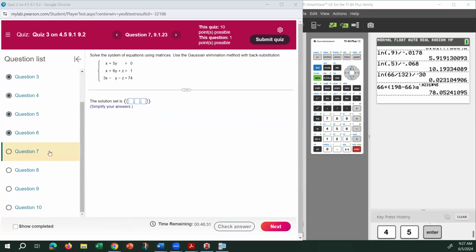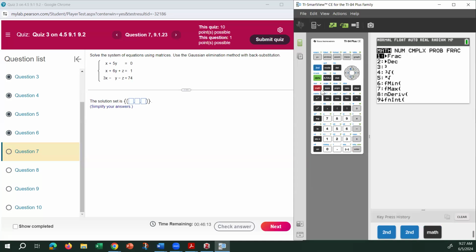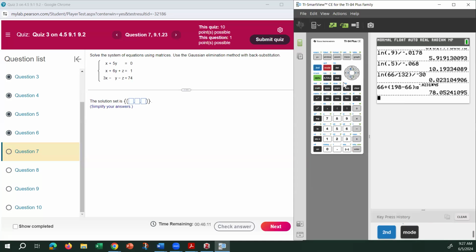Here we're moving on to section 9.1, solving the system using matrices. It says use the Gaussian elimination method, but I really want you to use the calculator the way I showed you how to do it in Edpuzzle. And so this matrix, right, we're going to put it in. Let's erase everything.